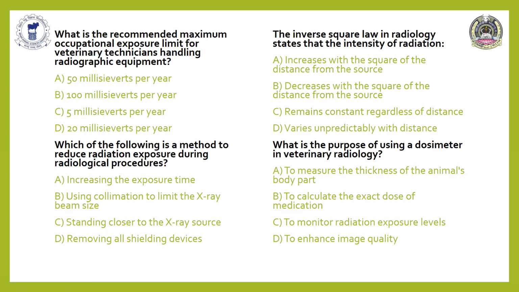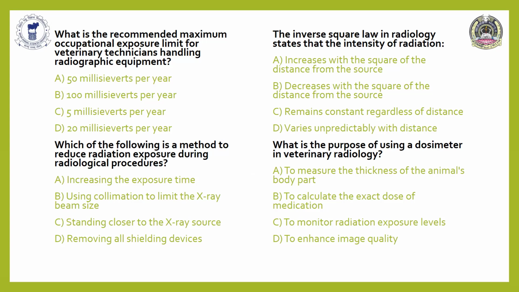What is the recommended maximum occupational exposure limit for veterinary technicians handling the radiographic equipment? For a veterinary technician, how much radiation can be recommended? Maximum, not recommended, it is a maximum limit. B. No idea? Okay, it will be 50 millisieverts per year, okay? So see, you have to ensure the units also. It is 50 millisieverts per year for a veterinary technician. So based on that, you must be knowing this. This will be covered under the topic radiation hazard and safety.